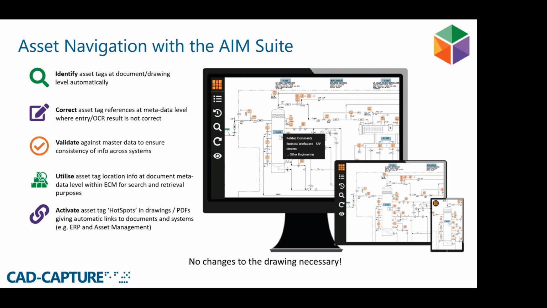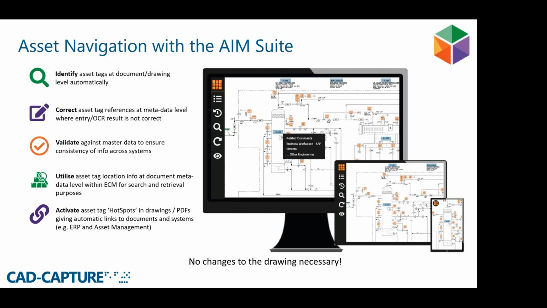We can validate the information against a master system. So the master data in SAP or Maximo, for instance, can then be used. So you have the ground up view of what's in the drawings, and you can see how that correlates with the master system. And then if there are any differences there, they can be corrected. You can use the location from a search and retrieval point of view, so that gives you vastly improved ability to actually find the information you're looking for in a time-efficient manner.